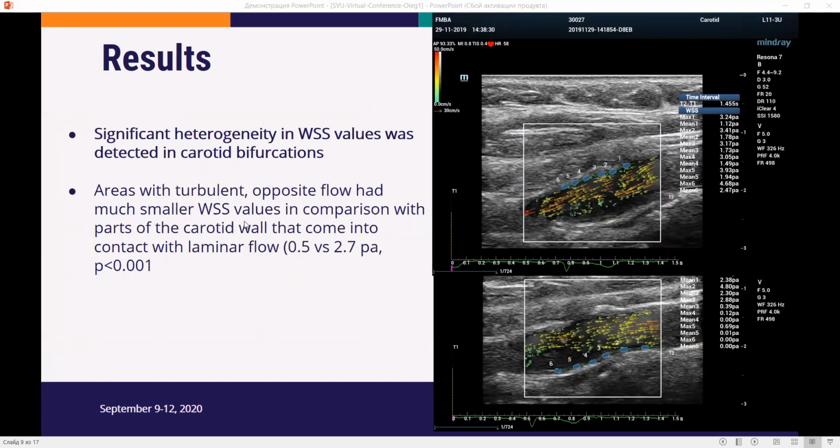Significant heterogeneity in wall shear stress values was detected in carotid bifurcations. Part of the vascular wall close to turbulent opposite flow had much smaller wall shear stress values in comparison with areas that came into contact with laminar flow. You may see the examples of these findings here, and this is the difference.